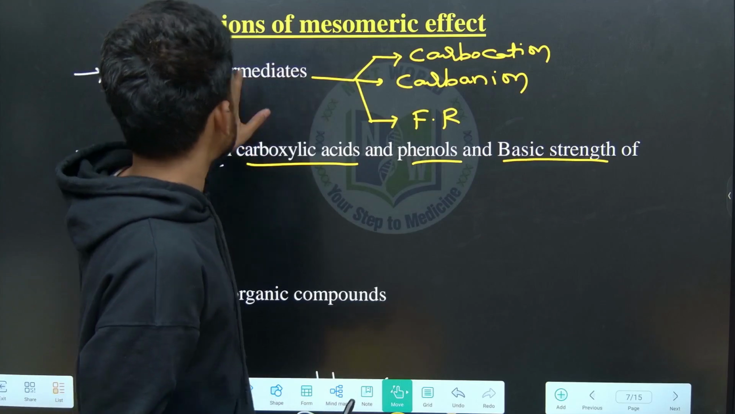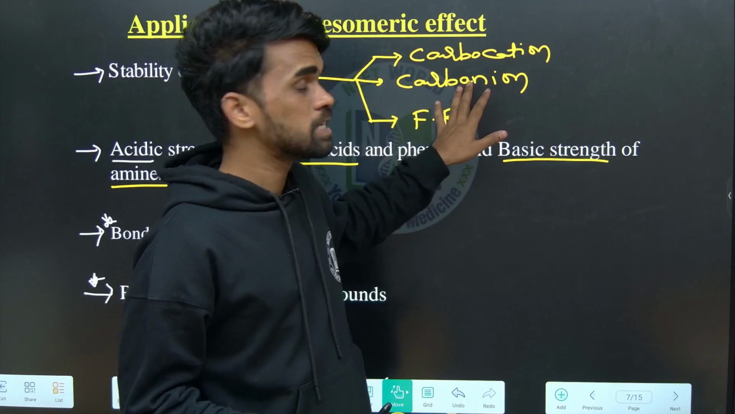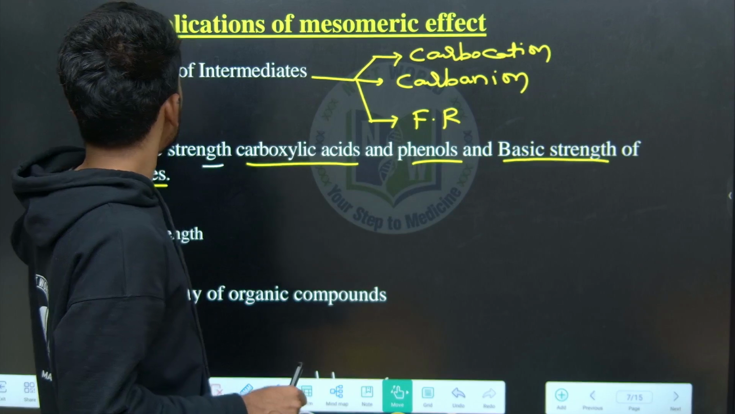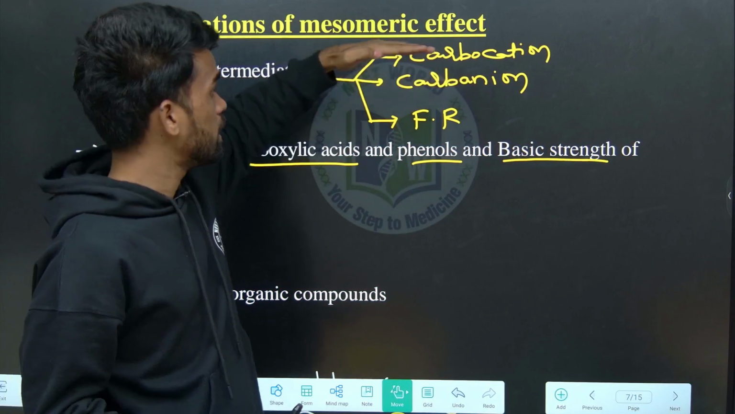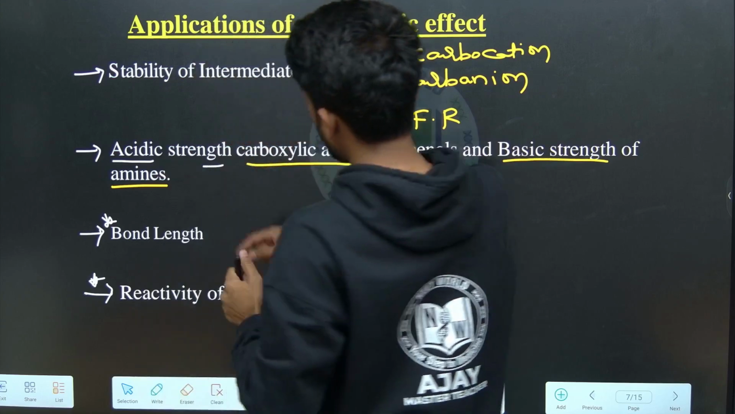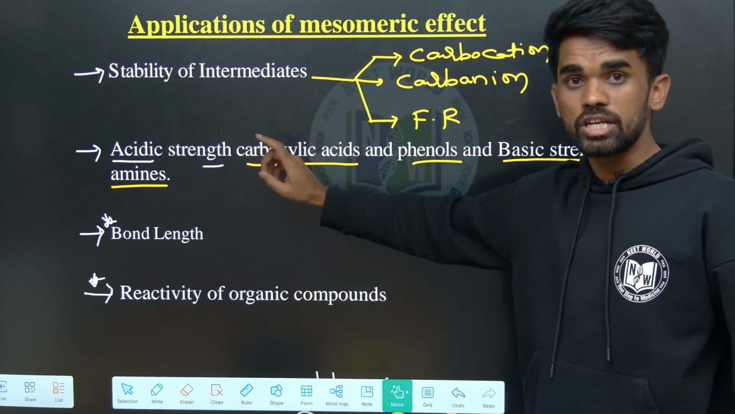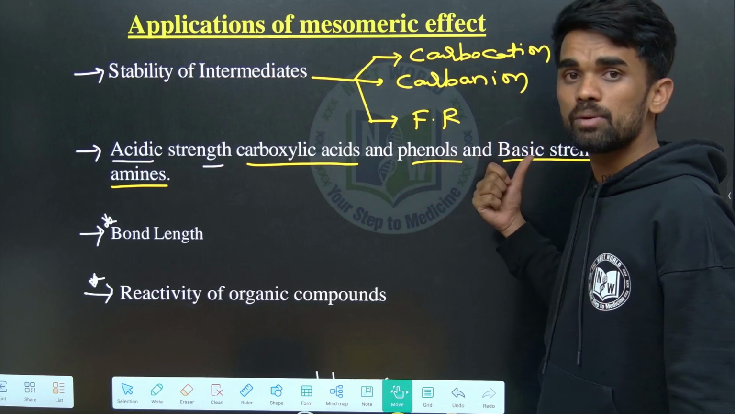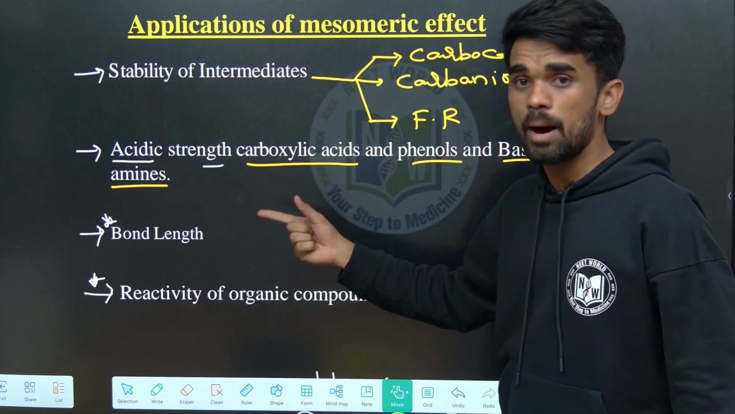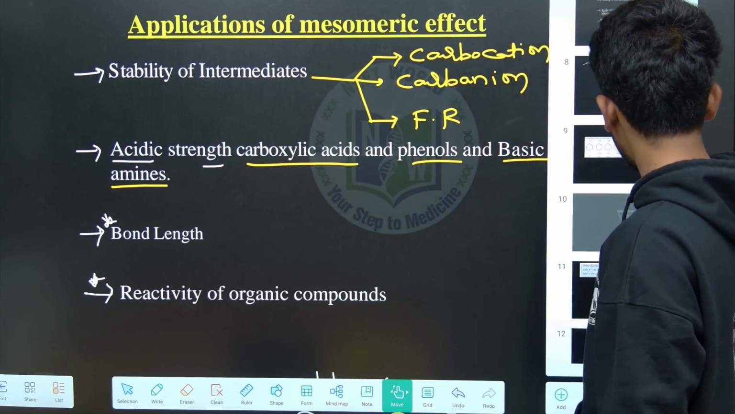So we are discussing the applications of mesomeric effect. First we already discussed the stability of intermediates like carbocation, carbene, anion and free radicals, and now we need to discuss the acidic strength of carboxylic acids and also phenols. Then we will be discussing the basic strength of amines. So let us continue with our discussion.